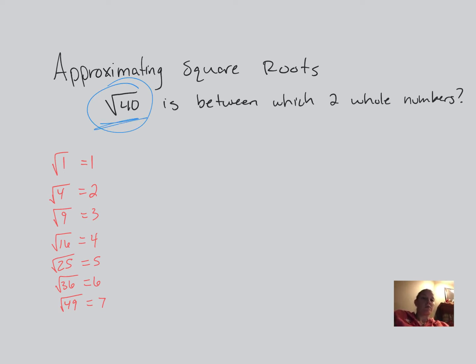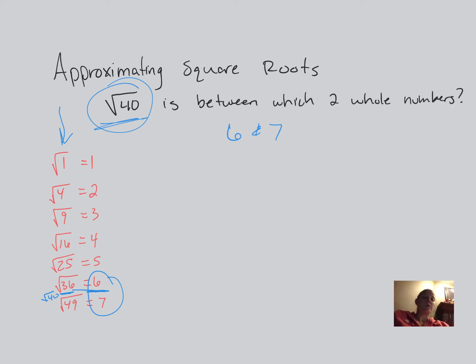Because this is a square root, I'm going to be looking at the square root column. So I'm looking at this column here. And in this column, if I were to put the square root of 40 in this list, I would put it somewhere in here, between the square root of 36 and the square root of 49, because 40 is bigger than 36 and smaller than 49. So since that square root fits in between here, that means its answer has to be in between here. So it has to be between 6 and 7.